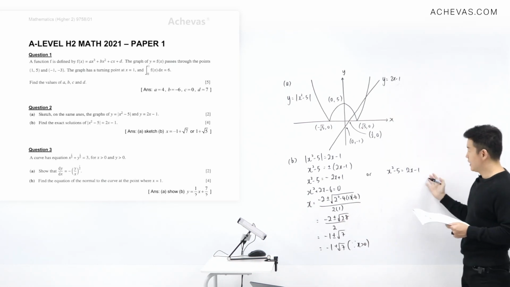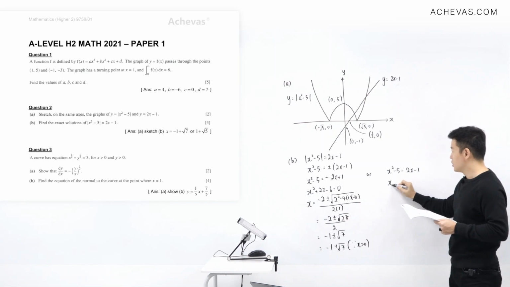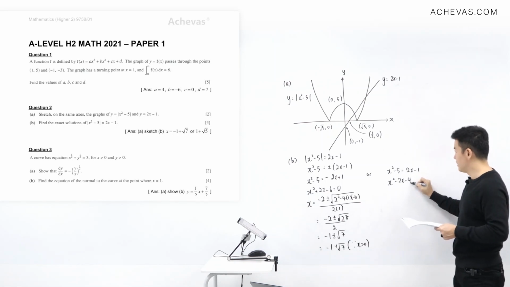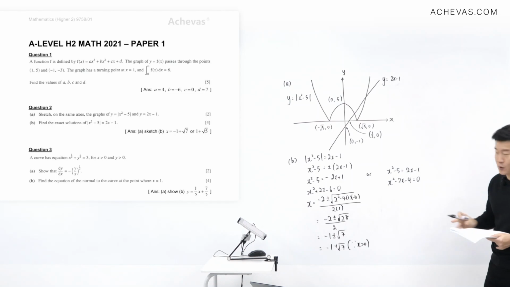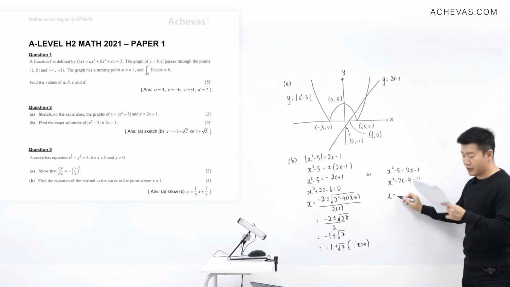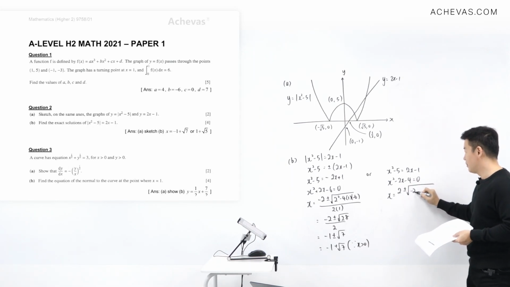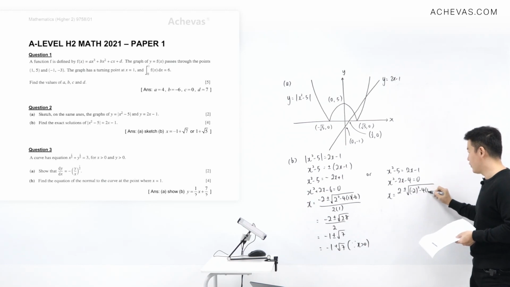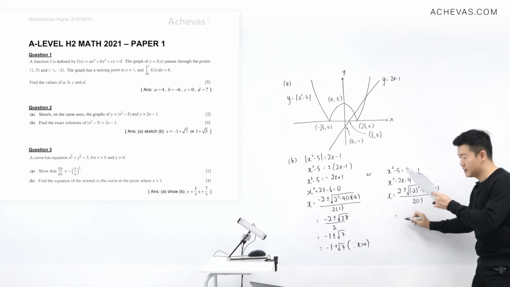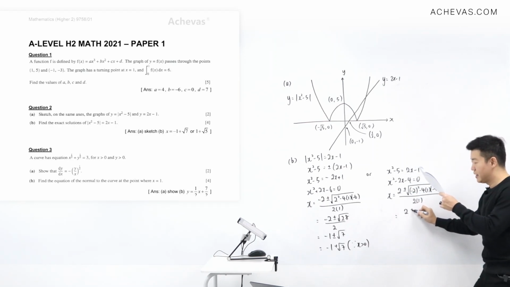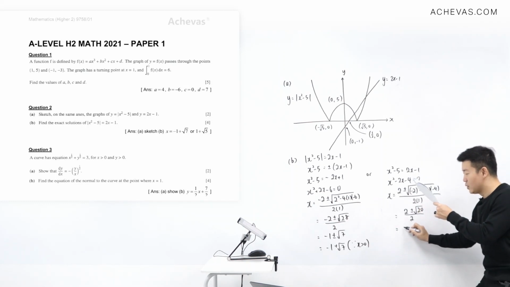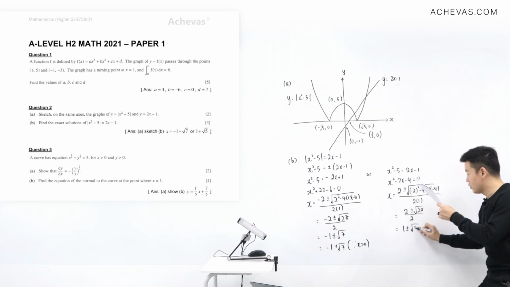I'm going to solve for this. I'm going to bring everything over to the left-hand side again. So x squared minus 2x minus 4 is equal to 0. Making x the subject by using the quadratic formula, this is going to be equal to minus b plus or minus square root of b squared minus 4ac, divided by 2a, so this will be 2 plus or minus square root of 20 over 2. Simplifying this, we will get 1 plus or minus square root of 5.